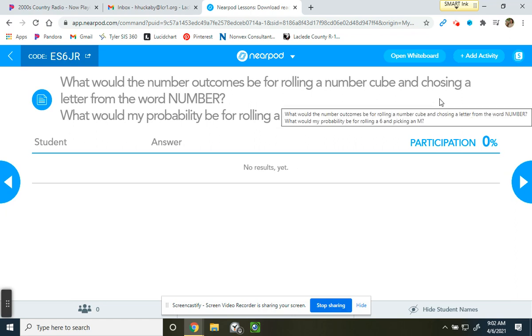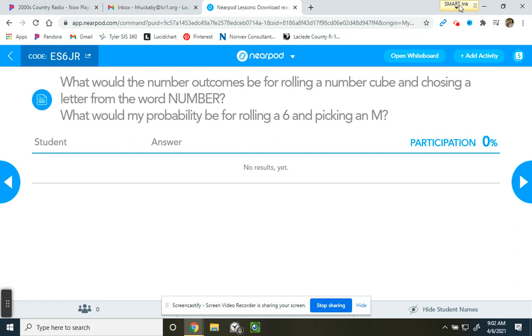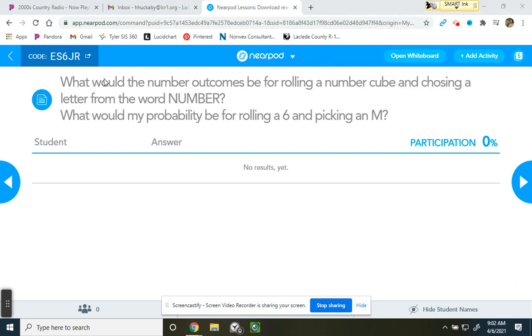What would be the number of outcomes for rolling a number cube and choosing a letter from the word number? What would my probability be for rolling a 6 and picking an M? So we have to do the first part first. What would the number of outcomes be for rolling a number cube? Well, we got 6, because the number cube has 6 sides. Choosing a letter from the word number, well, I have 1, 2, 3, 4, 5, 6 different letters there.